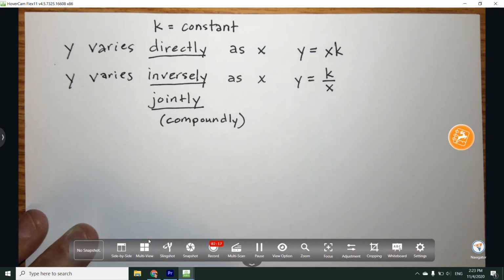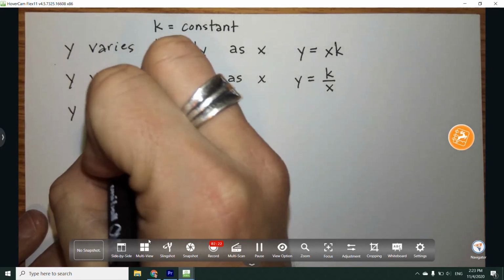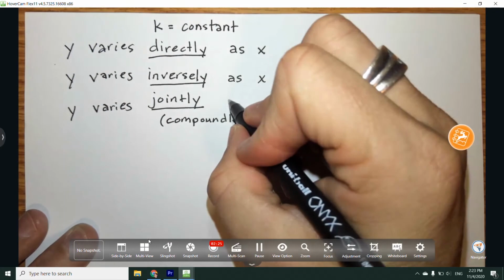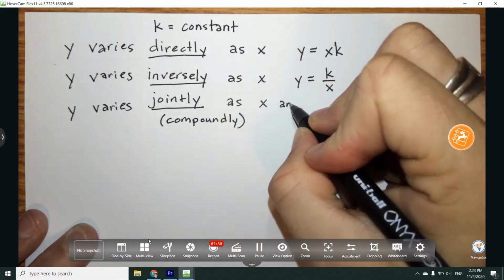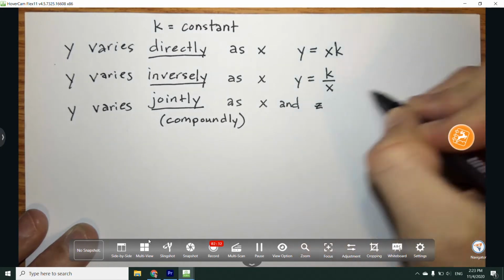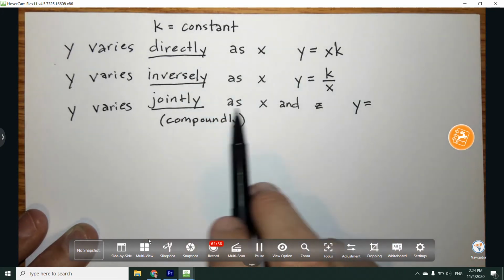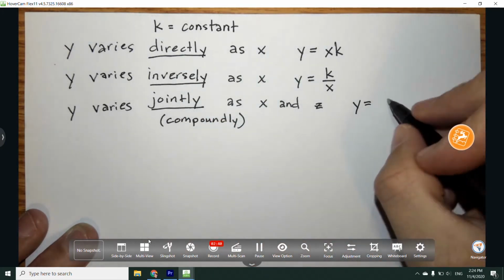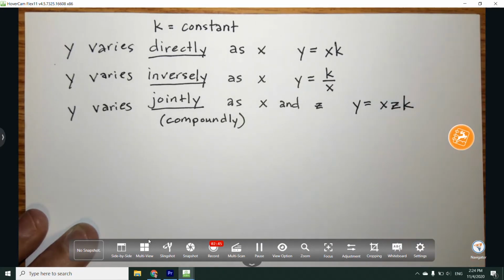Okay. And so our last one that we're going to look at is it says y varies jointly as x and z. Okay. Now this one is going to be y equals, and it's just like directly, except jointly means that there's two of these things instead of just one. So it's xz, and remember we always put our constant in our problem. So this is the three ways that we're going to see these variation problems come at us, and this will be our guideline for setting it up.